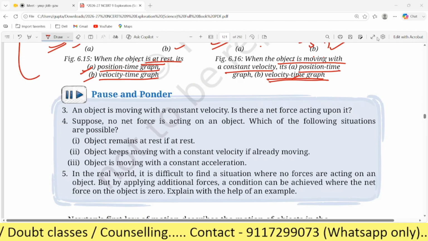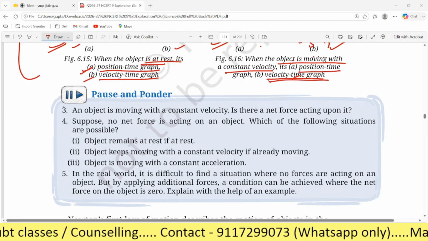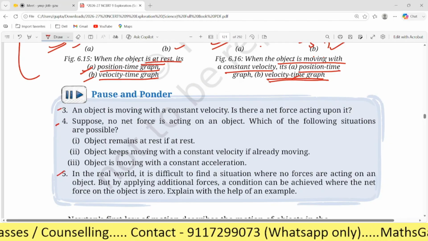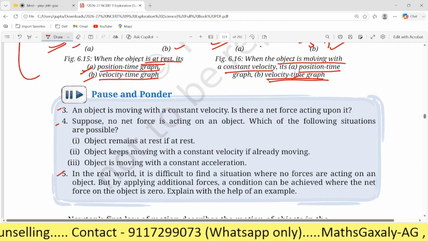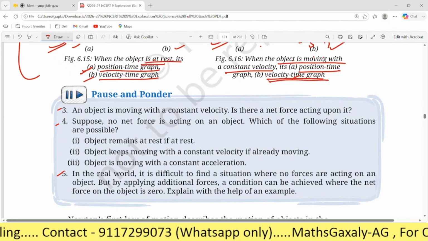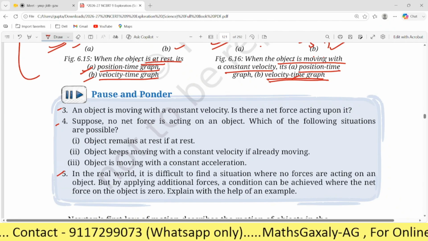The second thing is you have to do all these three questions in your copy as homework. Here we will just discuss it, but as homework you have to do it in your fair copy and you have to send me the photo. Okay.